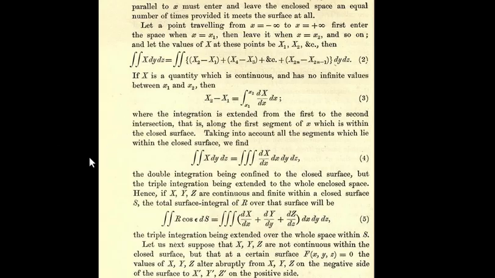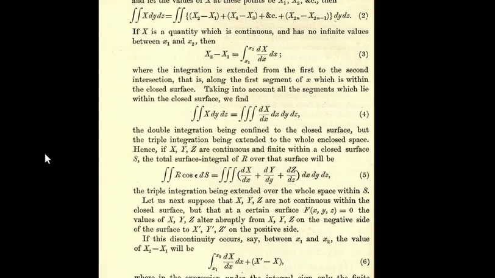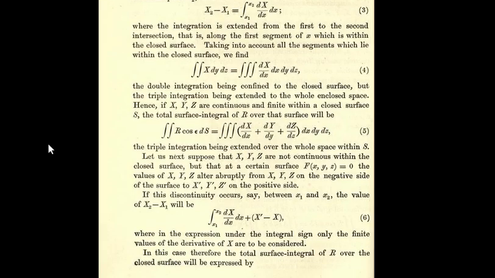Where the integration is extended from the first to the second intersection, that is, along the first segment of x which is within the closed surface. Taking into account all the segments which lie within the closed surface, we find that the integral of X dy dz is equal to the triple integral of dX by dx dx dy dz. Equation 4. The double integration being confined to the closed surface, but the triple integration being extended to the whole enclosed space.